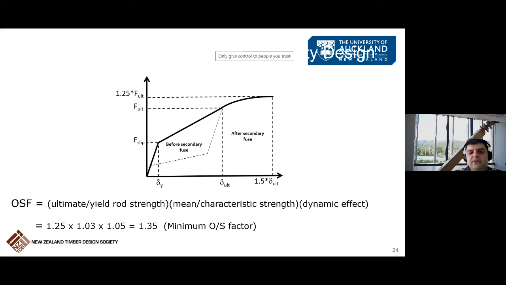Considering this overstrength mechanism and considering dynamic effects, the minimum overstrength factor of 1.35 is applicable for this system, which in the timber world is very good, because normally the overstrength factors we work with for plywood shear walls or other nailed systems are about 2 or more. So this provides a bit of saving on that front.